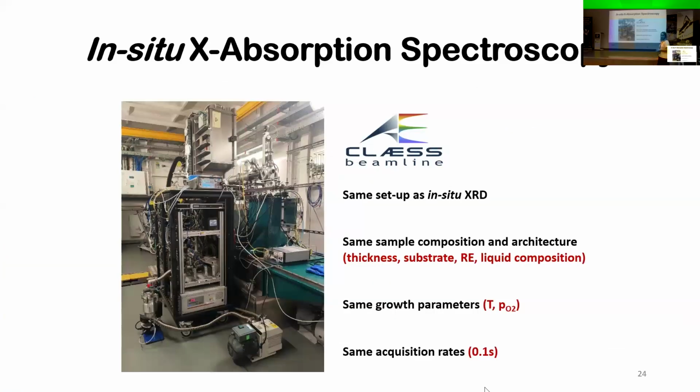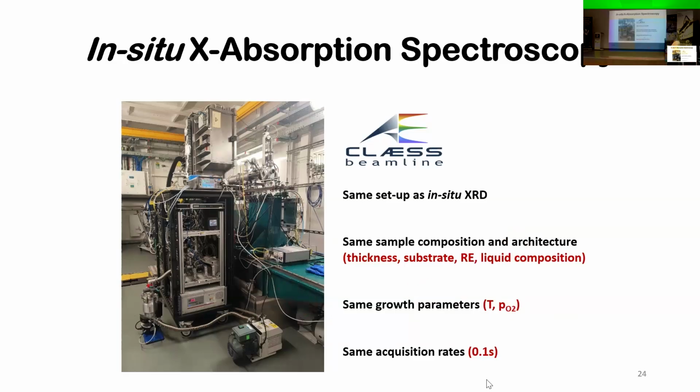So we checked if our in-situ experimental platform could fit into the CLAESS beamline, and we were very successful. We could fit all of this instrumentation inside and place our hot stage on the beamline stage with the help of a specially designed holder by the engineer of the beamline. And so we could use exactly the same setup. We could use the same sample composition and architecture as in the in-situ XRD experiments.